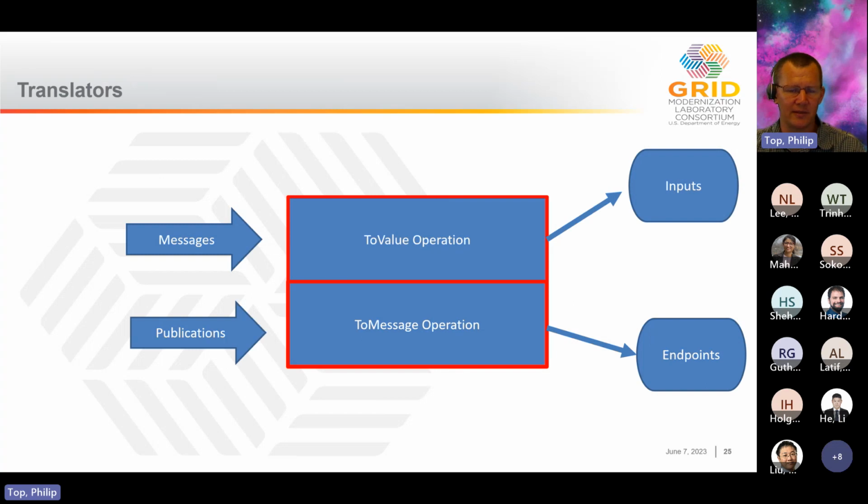So messages go in, there's a two-value operation in the translator, and this can feed out to inputs. Publications go in, sending values to this, and this can go out to endpoints, collecting data. So it allows the interoperability between value and message federates in cases where that makes sense.